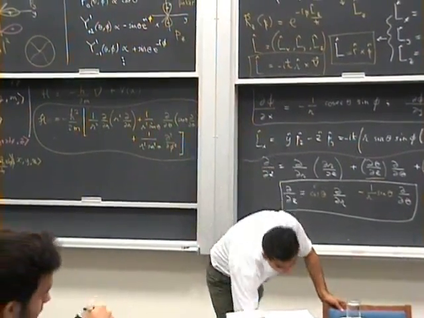Now, if I were to take all of this as an operator, there's no harm in replacing these x and y by operators and putting minus dφ over ħ times x py plus y px.